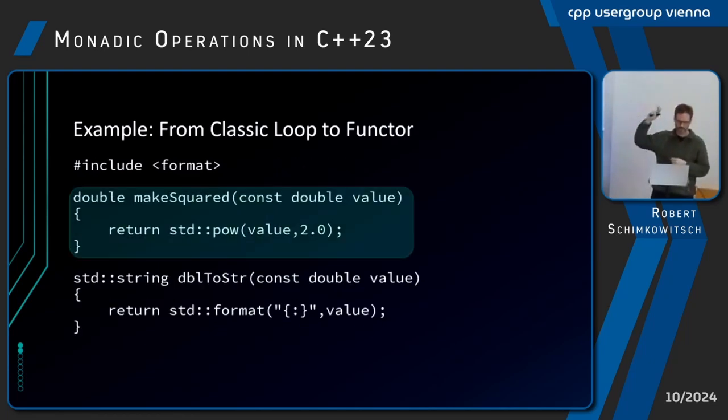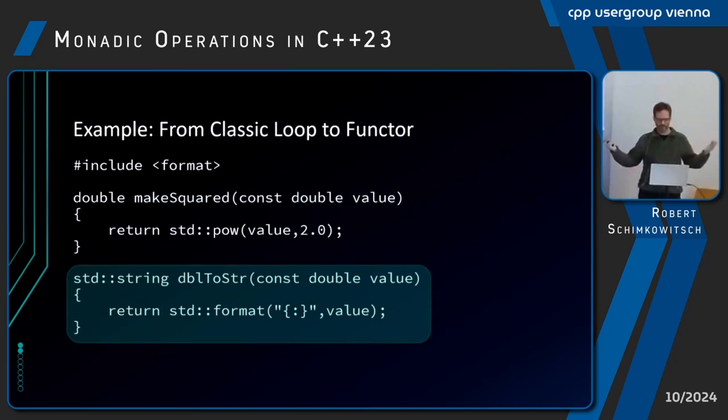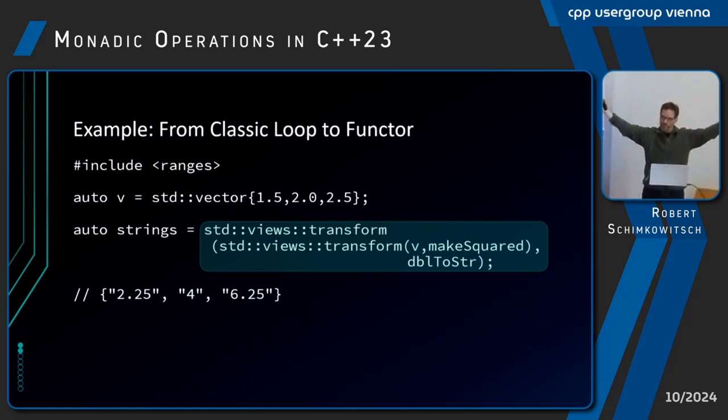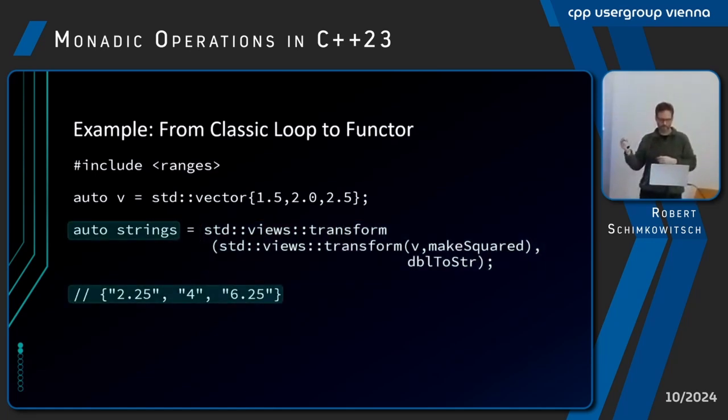But let's look at the functions. The first function squares the value. The second function formats it as a string. And this is how we will use it in functor-style code. So we have two transformations. The inner transformation squares the value. The outer transformation then formats it as a string. And then we have an object, strings. I will come back to that. And if we iterate it, or if we draw the values out, we will get the exact same values as before.